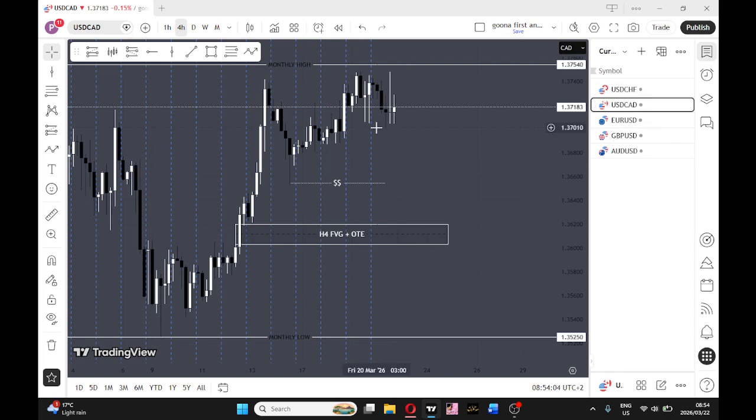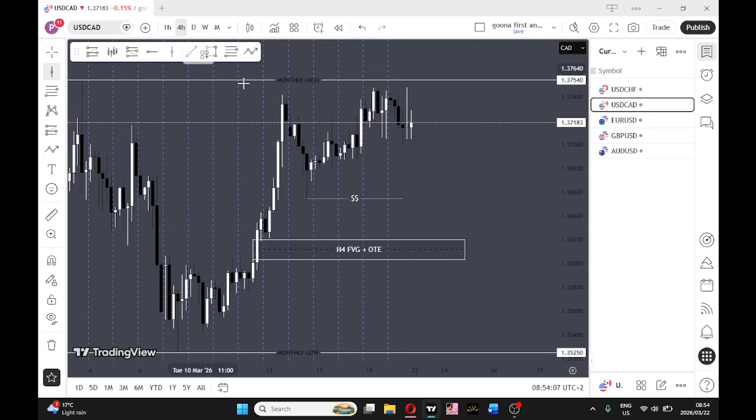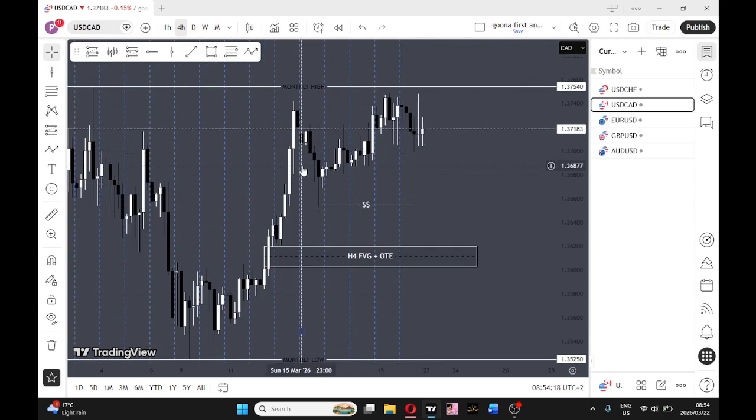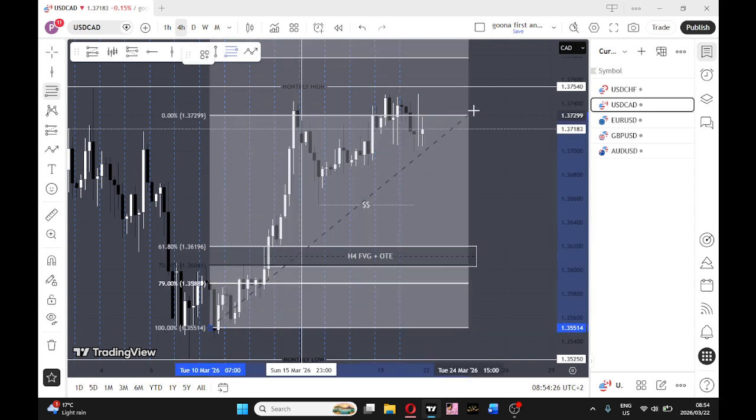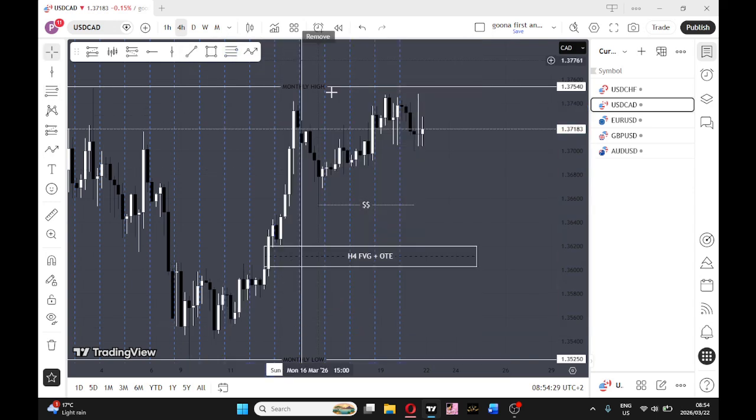Moving to USDCAD. Previous week we saw, let me go to the, so on Monday, this is where we were analyzing. So on Monday we saw the 4-hour fair value gap, which is also in our OTE. See, so we're going to be looking for increase in the 50% in the middle of the 4-hour fair value gap right after it sweeps liquidity. Then we target the monthly high. So that's gonna go over till next week.